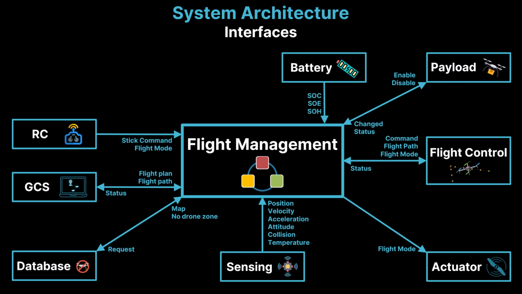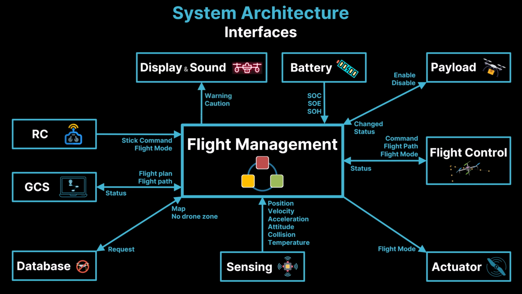Battery management system. Provides real-time battery state of charge, health, temperature, and fault information. This data is used for mission planning, return to home triggers, and fail-safe decisions. Display and sound systems. These output interfaces support enunciation, delivering visual and audible alerts, warnings, cautions, advisories, to inform the operator or ground crew of system status and events. Recorder or data logger. Interfaces for storing flight logs, system states, and mission outcomes. This data is vital for post-flight analysis, debugging, compliance, and continuous system improvement.